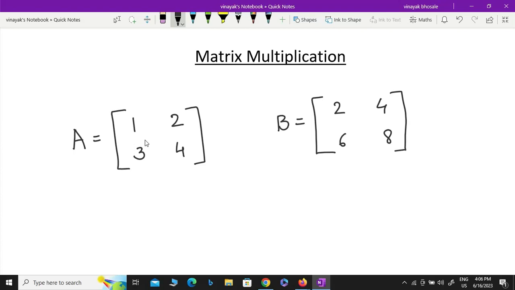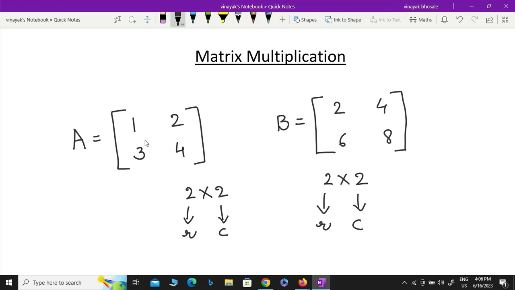Okay, and the dimension of matrix A is going to be 2 cross 2, and the dimension of matrix B is also going to be 2 cross 2, where this 2 represents the number of rows and this 2 represents the number of columns, and here again this 2 represents the number of rows and this 2 represents the number of columns.